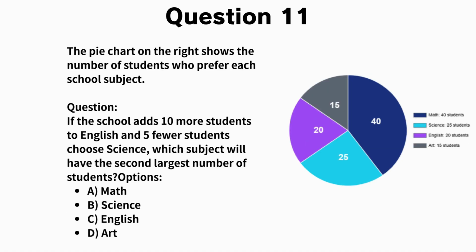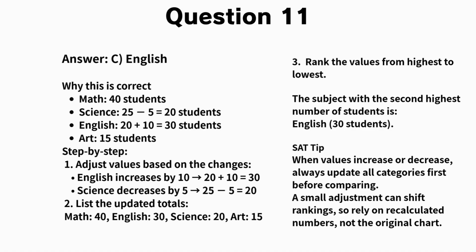Question 10. If the school adds 10 more students to English and 5 fewer students choose science, which subject will have the second largest number of students? The correct answer is C, English. This question requires us to adjust the original values based on the given changes, then rank them to find the second highest. Let's start with the original values from the chart.